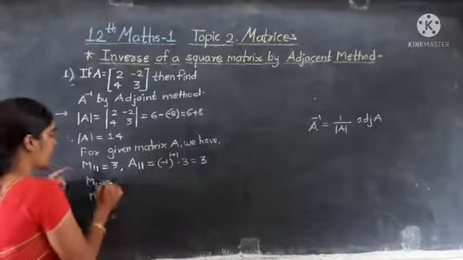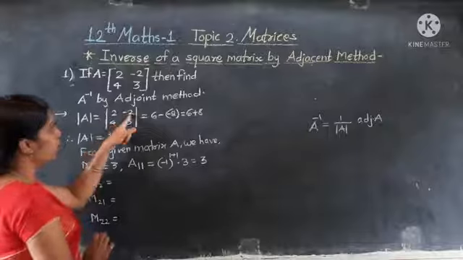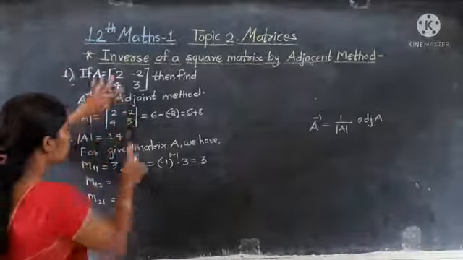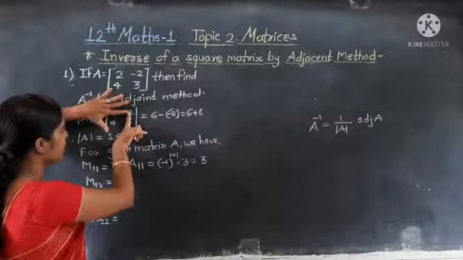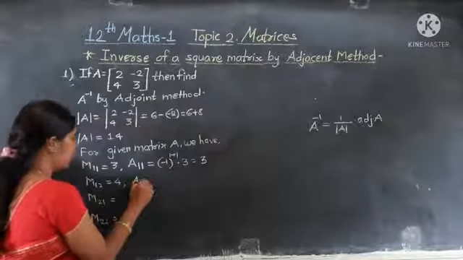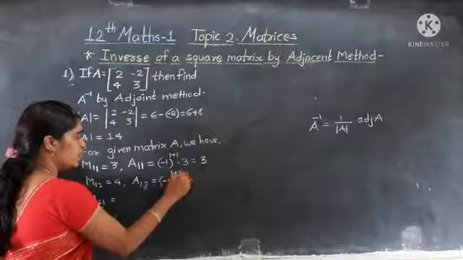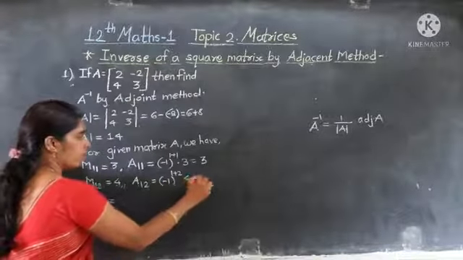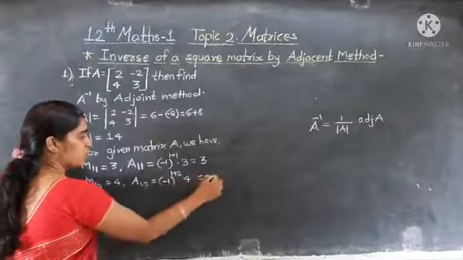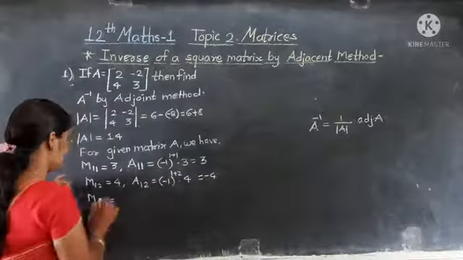Okay. What is M12? The first A12 element is -2, so its minor is, you delete this row and column, you get 4. Okay. So you find cofactor A12, which is -1 raised to 1 plus 2 into 4. That is -4. Here -1 raised to 3 means -1 into 4 is -4.